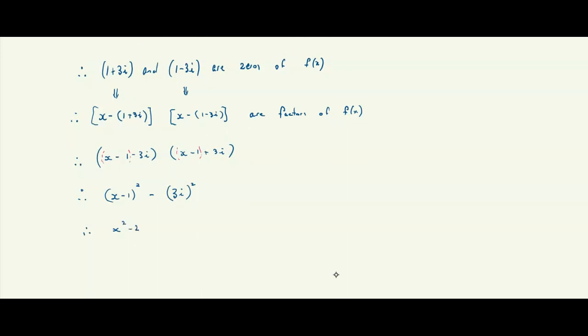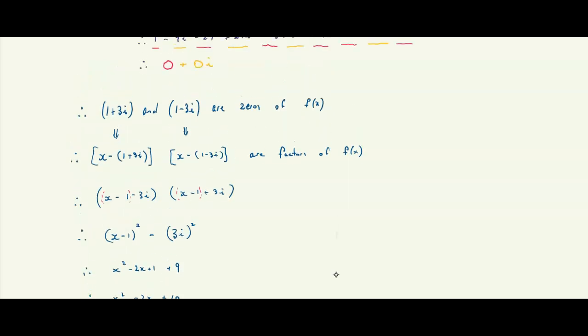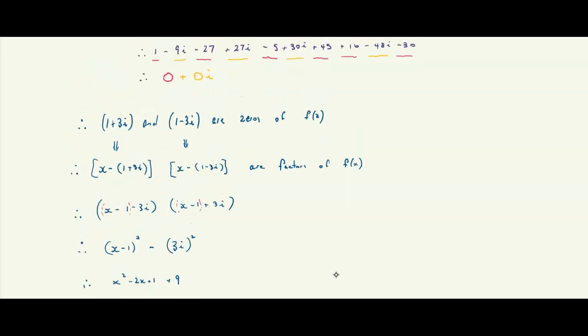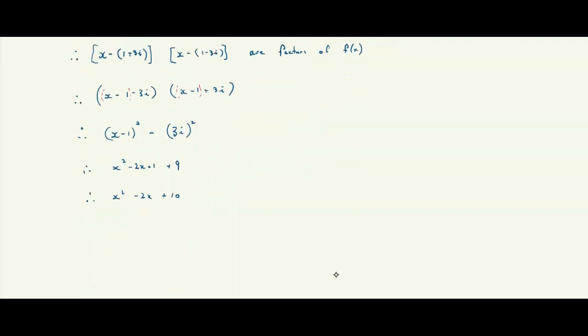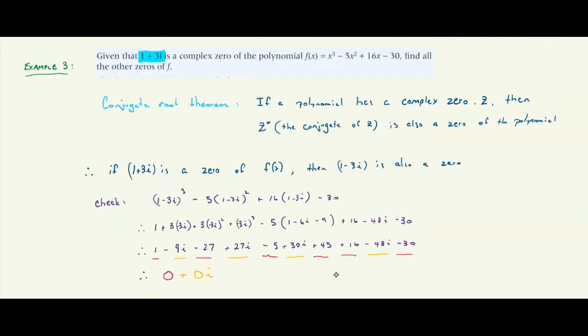Now x squared minus 2x plus 1. Now I'm subtracting 9i squared, which is subtracting negative 9. So I'm actually adding 9. So I get x squared minus 2x plus 10. All right, what is that? Well, that's the product of my two conjugate factors, if you like. My two complex factors. So that is what's left over.